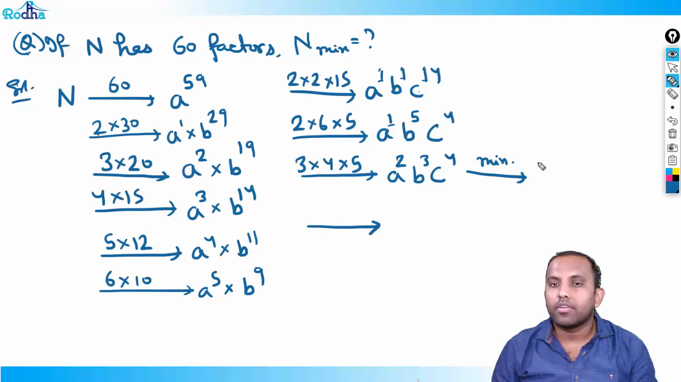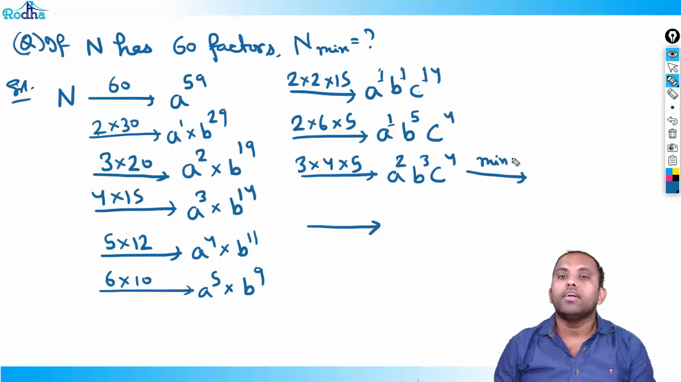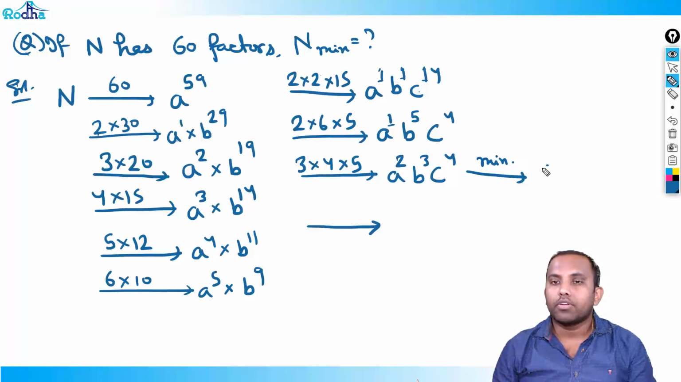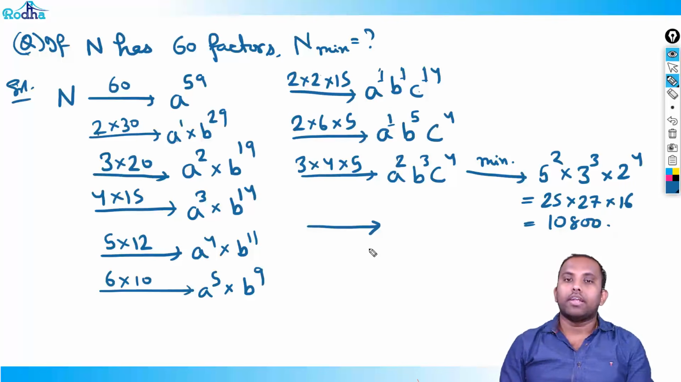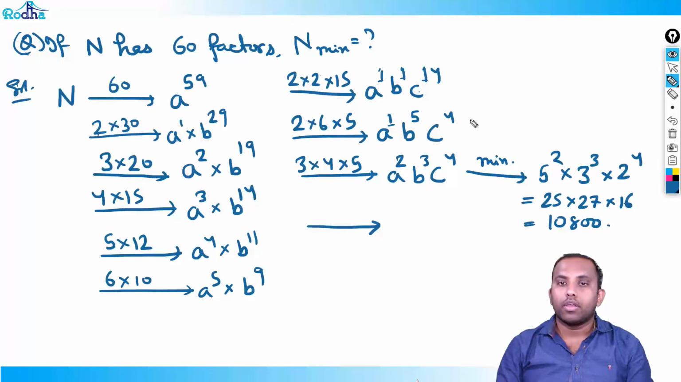You can see I can assign the 3 smallest prime numbers here, that is 2, 3 and 5. So 5 I should assign to A, 3 I should assign to B, and 2 I should assign to C. So the minimum value is 25 into 27 into 16. This number is 10,800, if you're splitting for the minimum into 3, 4, 5, three parts here.